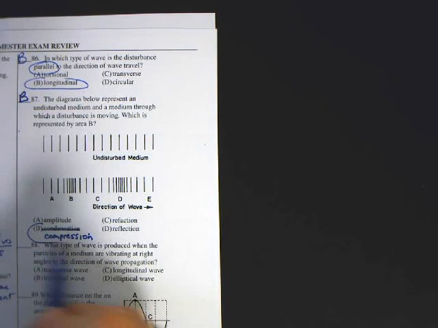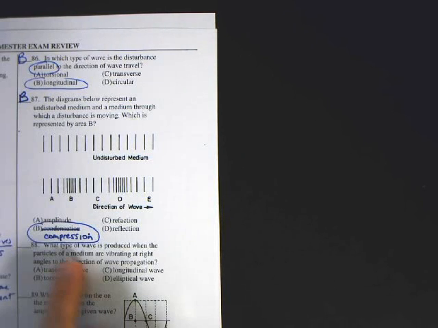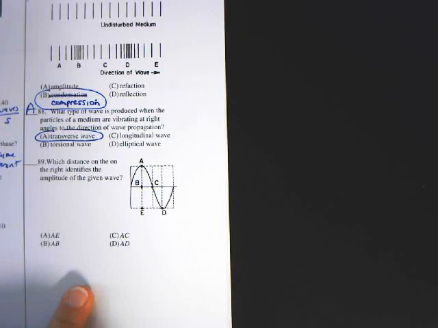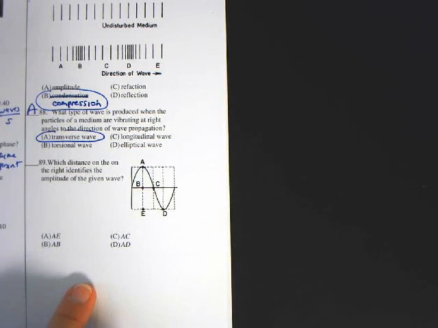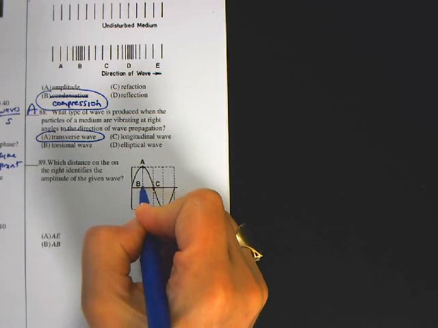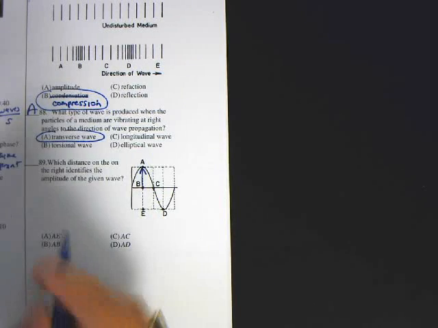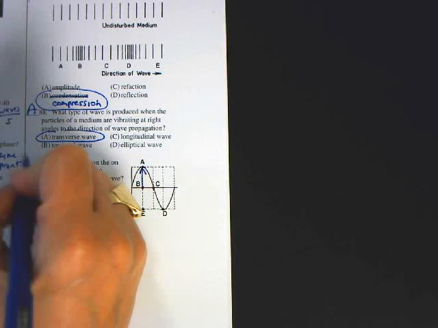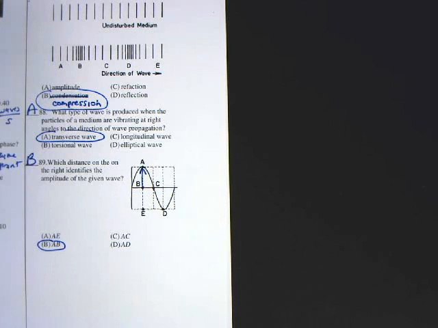What type of wave is produced when particles of a medium are vibrating at right angles? That's the definition of a transverse wave. And then 89, which distance on the right identifies the amplitude? Let's do it correctly. Amplitude is going to be from here to here, so that's going to be AB. Remember, amplitude is from the rest position to the crest, or from the rest position to the trough. It could be from here to here, but they don't have that as a choice.